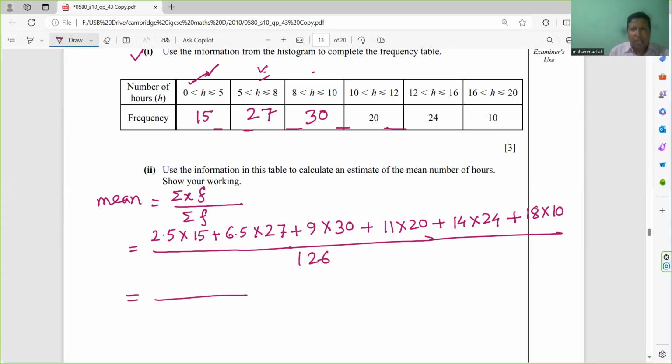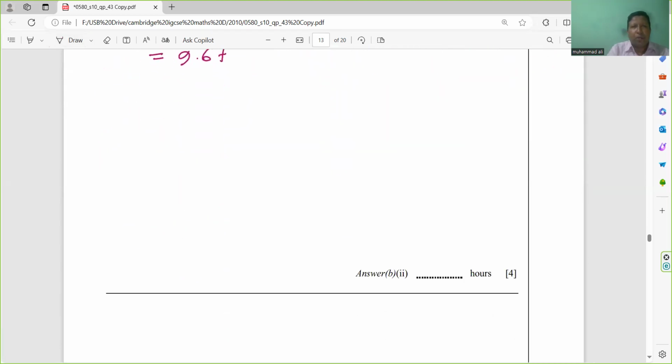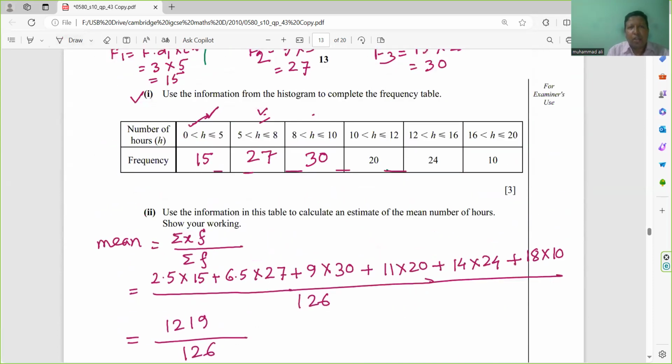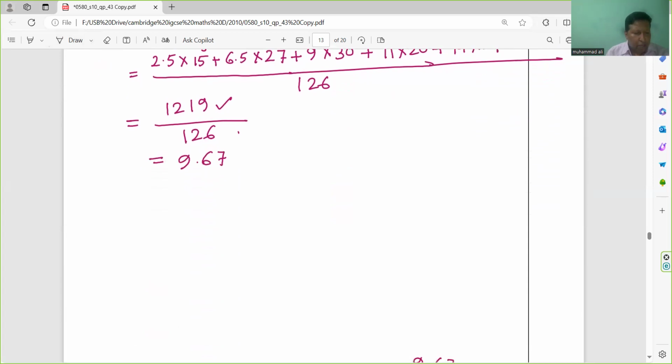After multiplication and addition, we get 1219 divided by 126. Now if we divide, we get 9.67. So this is the result, this is the mean. So we have to write 9.67 over there. How did we do this? We first found the midpoint of each interval, then multiplied each midpoint by its frequency. After multiplying all these midpoints with all the frequencies, we get the total value, divided by 126. So I think everybody understands this maths.